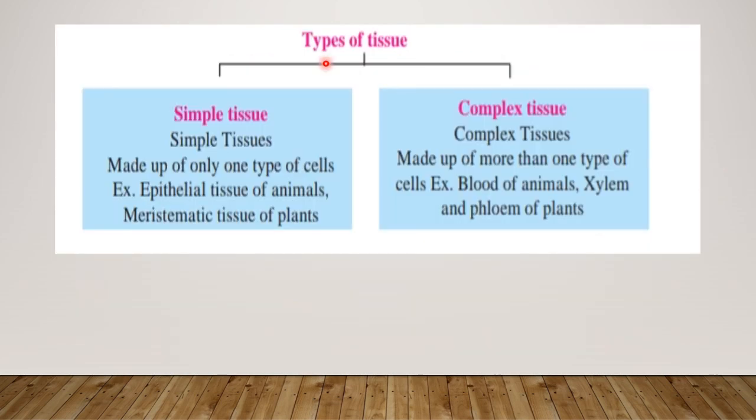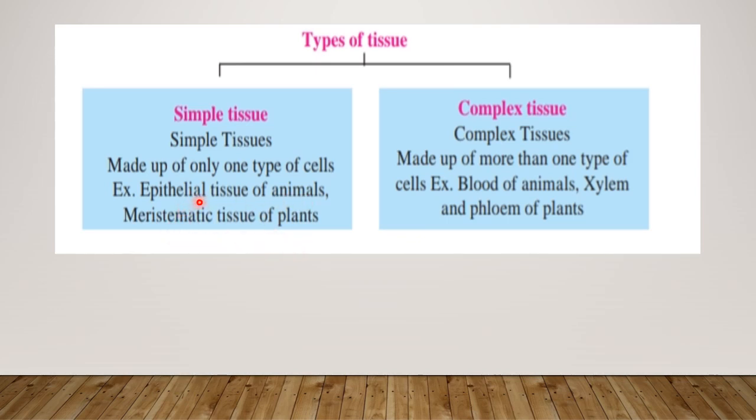Then, as I said, we are going to study tissues: animal tissues and plant tissues. There are two types of tissues: simple tissue and complex tissue. Simple tissue, as the name says, is made up of only one type of cell. For example, they have given epithelial tissue of animals and meristematic tissue of plants.